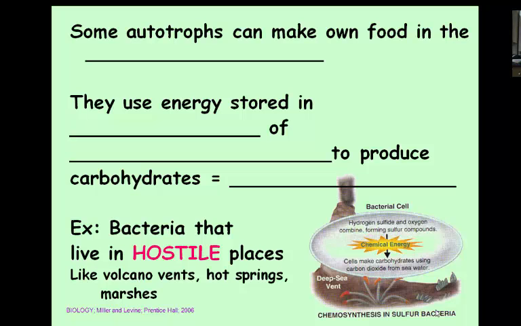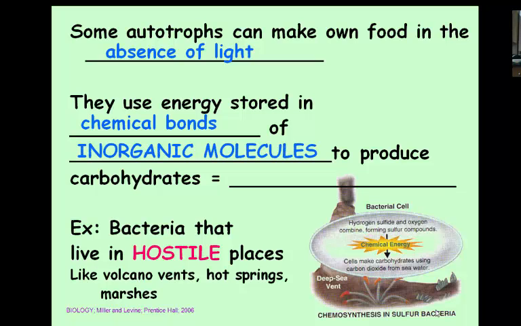Some autotrophs can make their own food in the absence of light, and if you know from our vocab review, they use energy stored in chemical bonds of inorganic molecules. Inorganic means not carbon containing, to produce carbohydrates. We call that chemosynthesis. A lot of our bacteria that live in those hostile environments, volcano vents, hot springs, marshes, are going to be the organisms that go through chemosynthesis.